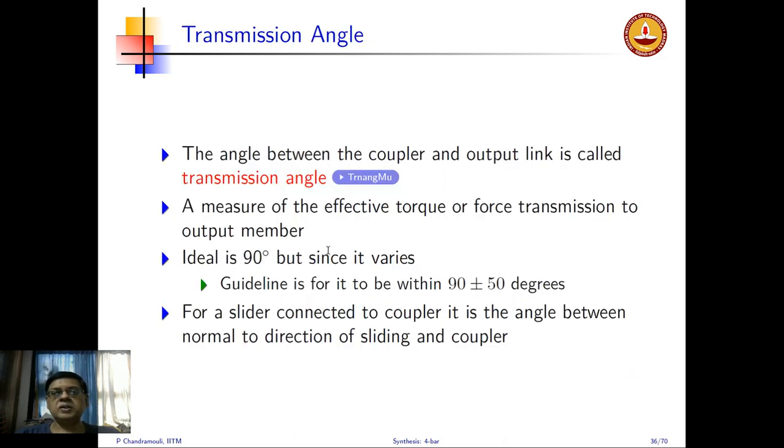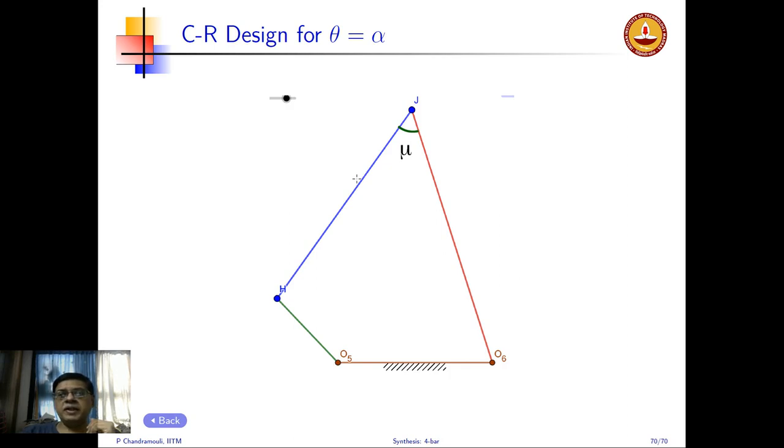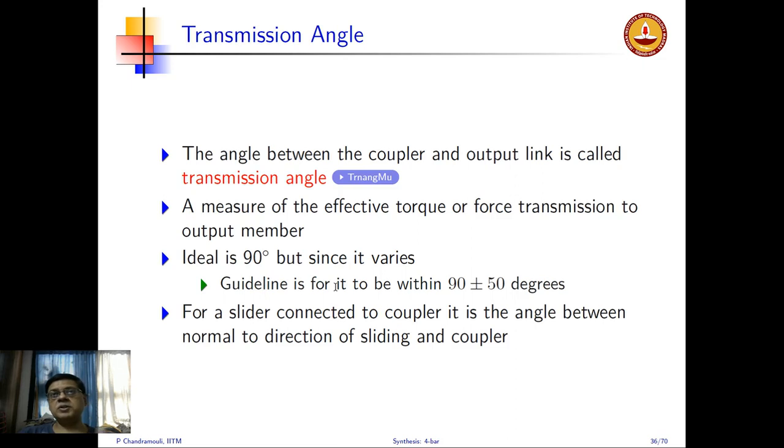All right. So the one last topic before we close this: in the design process, we also worry about something called a transmission angle. The transmission angle is nothing but the angle between the coupler, which is the blue line here, and the output rocker. So this is an important parameter from a force transmission, torque transmission perspective. The ideal angle should be 90 degrees, which makes the torque transmission very easy to do. But we all know that that angle is not going to be constant.